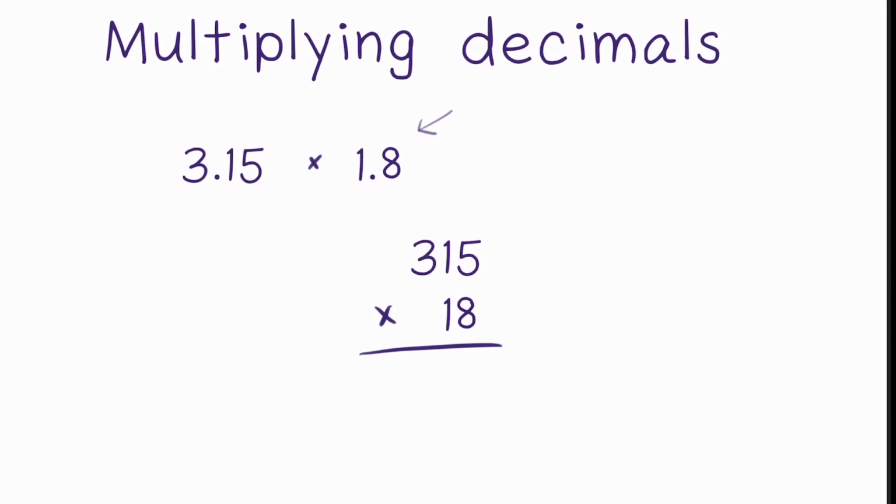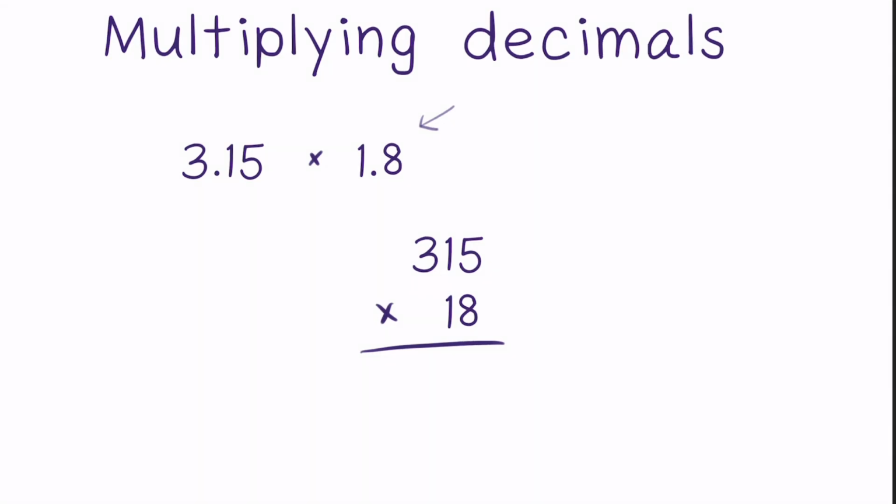Okay, since we have our whole numbers written out, we can go ahead and multiply them just as we would any other whole numbers. All right, we'll start in the ones column. 8 times 5 is 40. Regroup the 4 there. 8 times 1 is 8 plus 4 is 12. Regroup that 1. 8 times 3 is 24 plus 1 is 25. We're done with the 8 there. We're done with the 4. We're done with the 1.